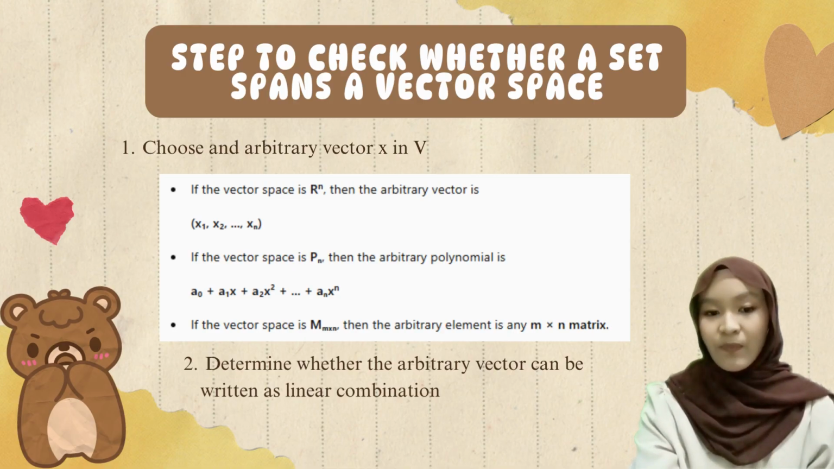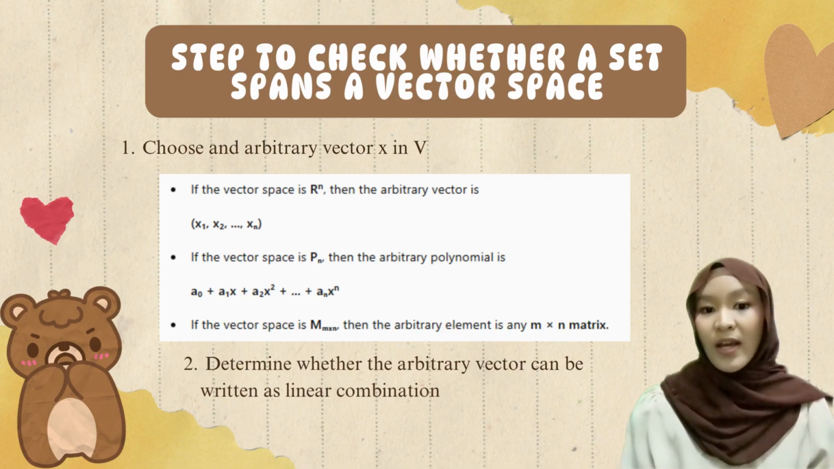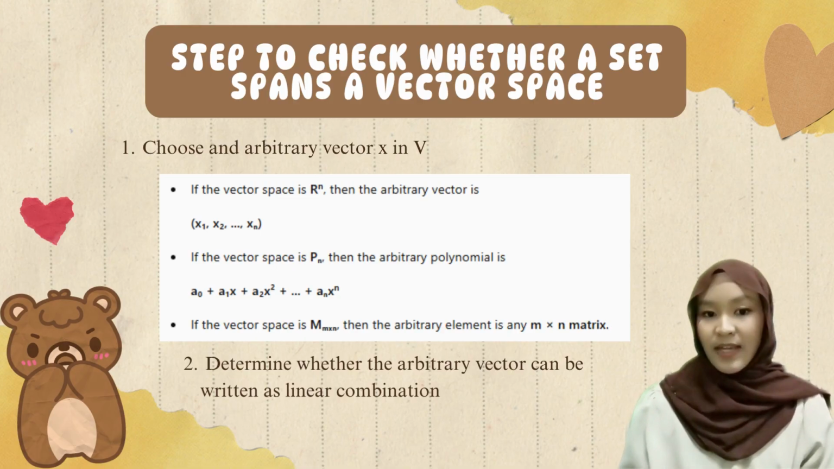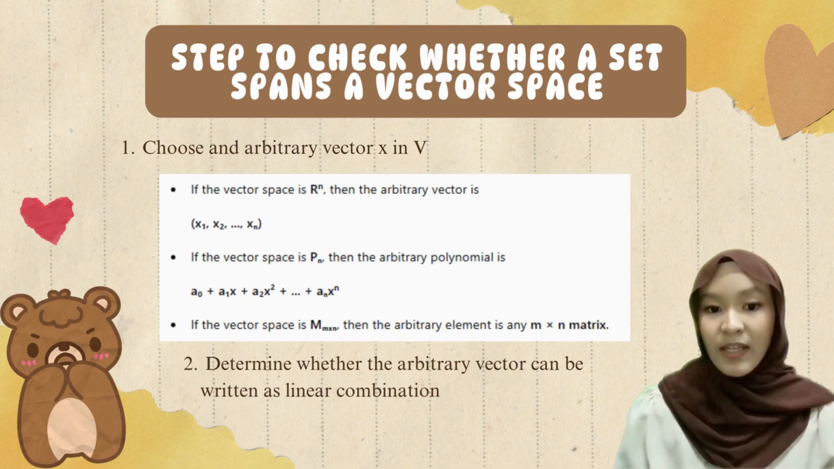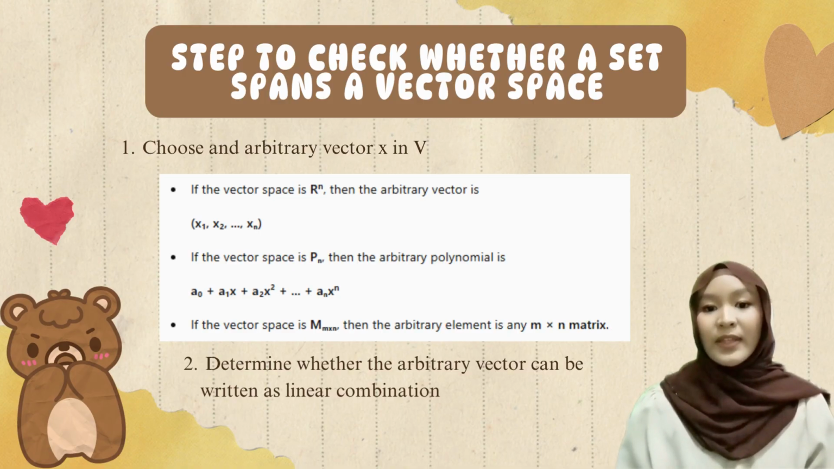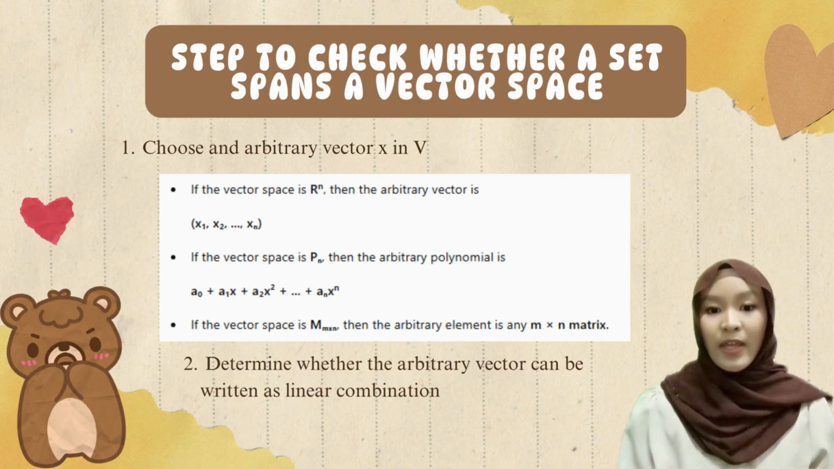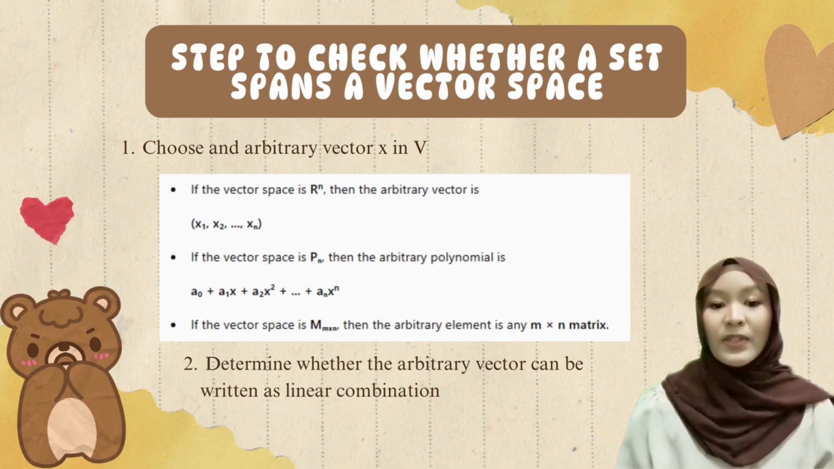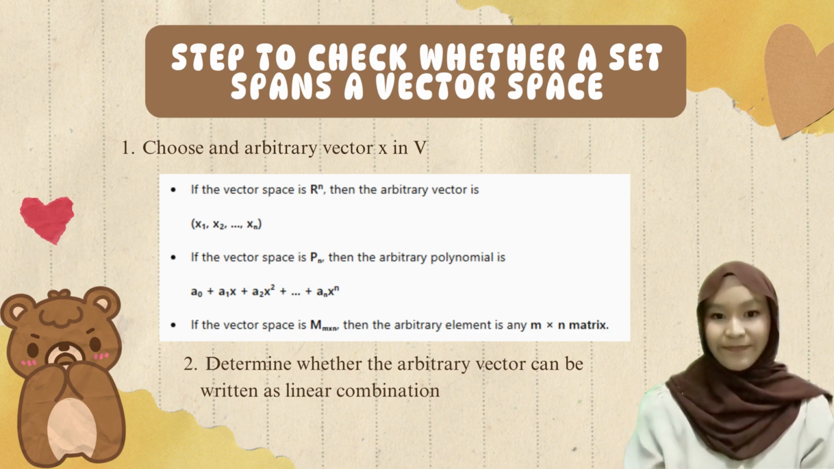For example, if the vector space is Rn, the arbitrary vector is x1, x2 till xn. If the vector space is Pn, the arbitrary element is a0 plus a1x plus a2x squared and so on till anxn. If the vector space is Mmxn, the arbitrary element is any m by n matrix.